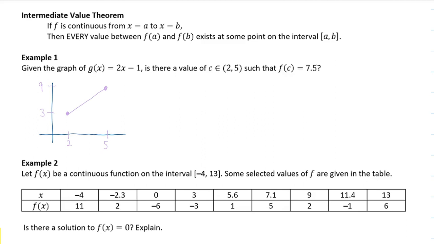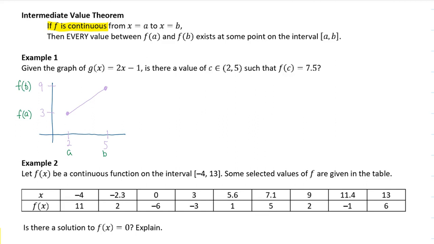That was the first part of our intermediate value theorem. You'll notice it says if f is continuous. So we have to know that f is continuous from x equals a to x equals b. Well, here is my a. My a is going to be 2, and my b is going to be 5. So on the interval from 2 to 5, every value between f of a and f of b exists at some point in the interval. f of a is the 3 value right here. This is f of a, the y value. And f of b is the 9.